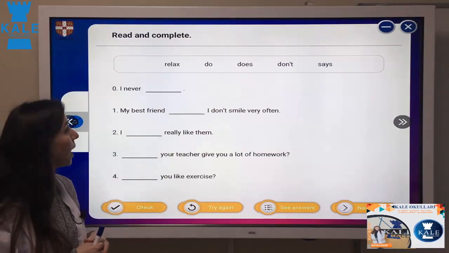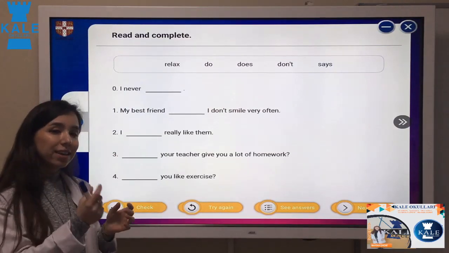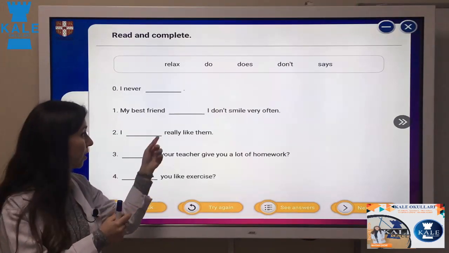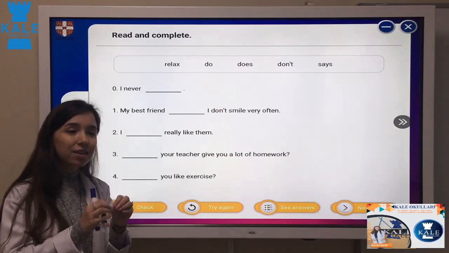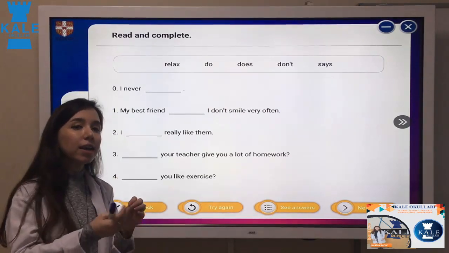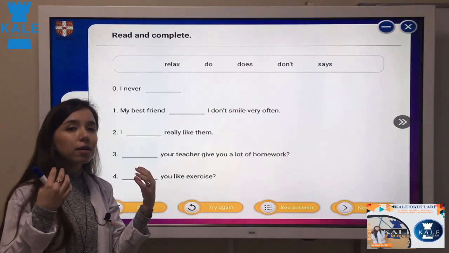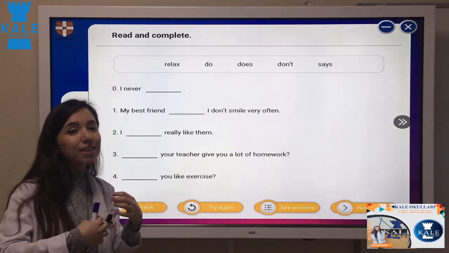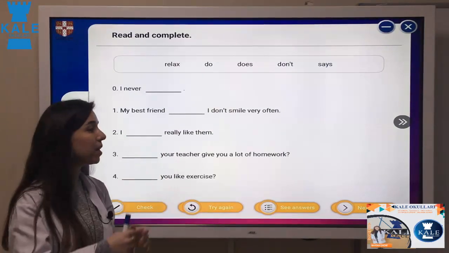Or, I really like them. I do really like them. Yes, I do really. When we use do or does plus another verb, it means that you want to emphasize it. You want to say that really, I like to do this. Really, with all my heart, from my inside, from everything. You emphasize with do, does plus verb.